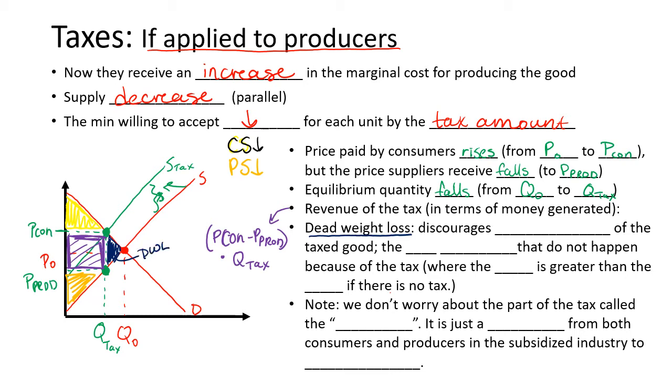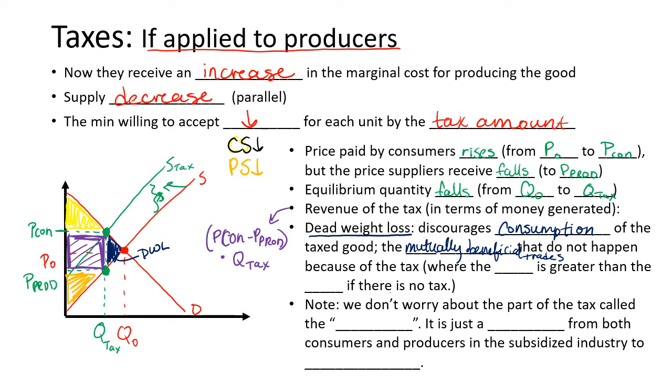A deadweight loss discourages consumption and production of the taxed good. So it discourages people to produce and sell that item, and therefore there's going to be fewer mutually beneficial trades that are not going to happen because the tax is imposed.